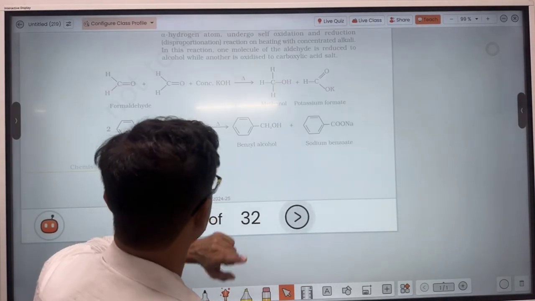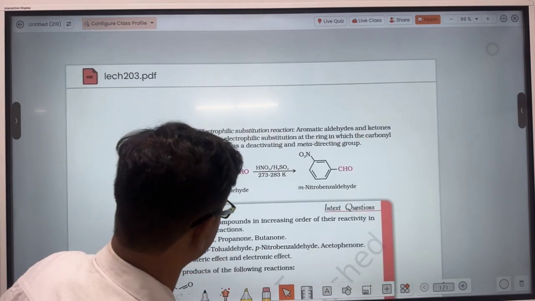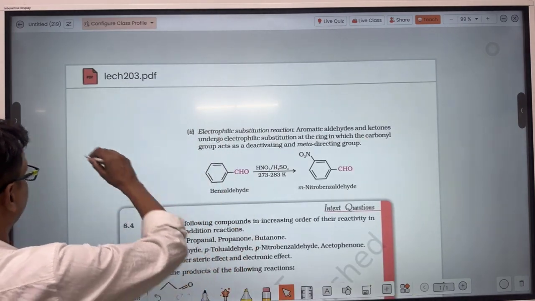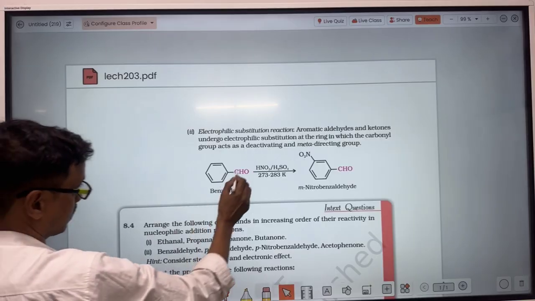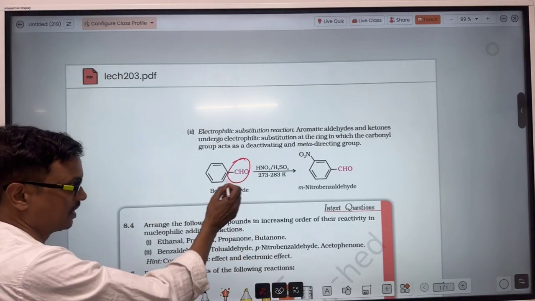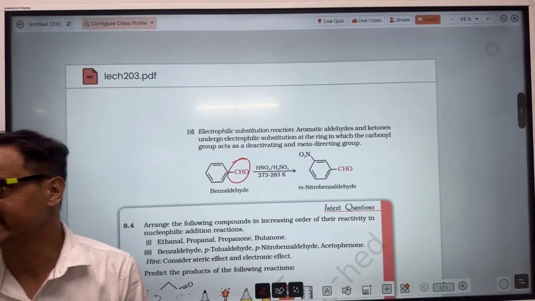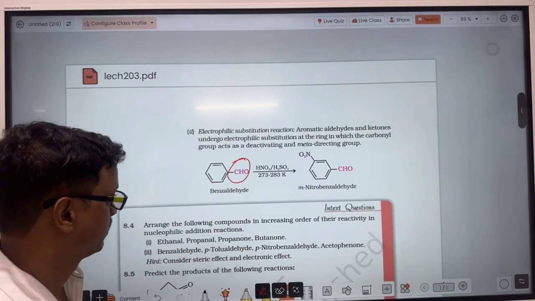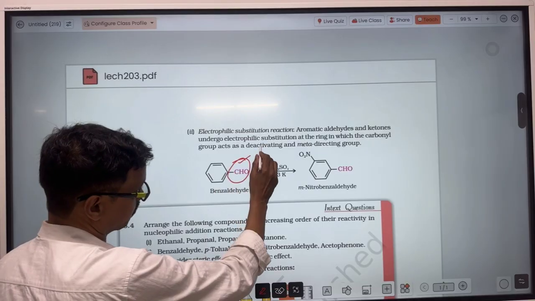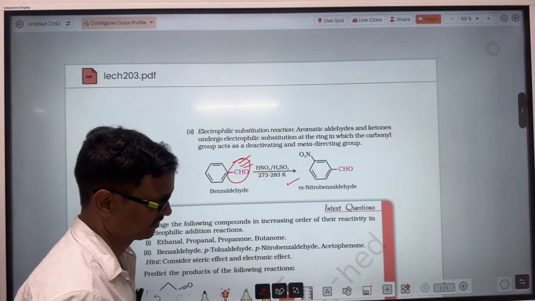Next is the electrophilic substitution reaction. What happens in the electrophilic substitution reaction? CHO is an electron withdrawing group. It will take the electrons of benzene, so it will direct the electrophile to the meta position. That's why this product will form.